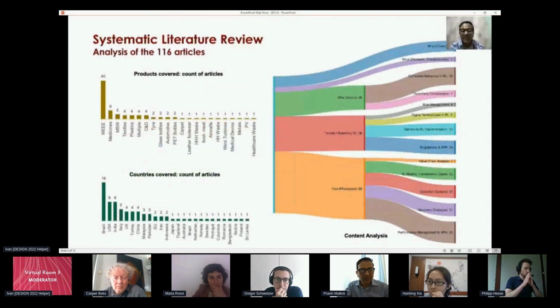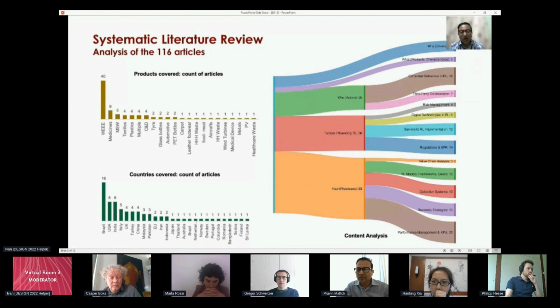These 116 articles covered a wide variety of products in different country settings. As you can see in the graphs, for instance, of 18 product categories, waste from electrical and electronic equipment is highest, followed by medicines. Each article covered only certain aspects of take back. We did not find many articles that give a holistic perspective needed to design a take back configurator, in a way establishing the need for our study.